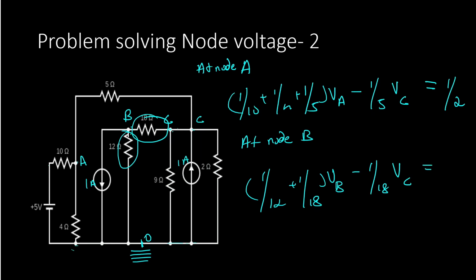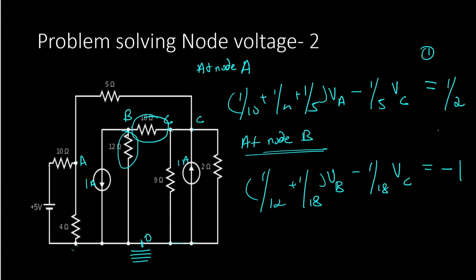we have a direct current source which is leaving the node, so minus 1, because we consider currents which are being pushed into the node as positive, and current which is leaving the node as negative. So this is the convention which we consider. So that's the node B equation.